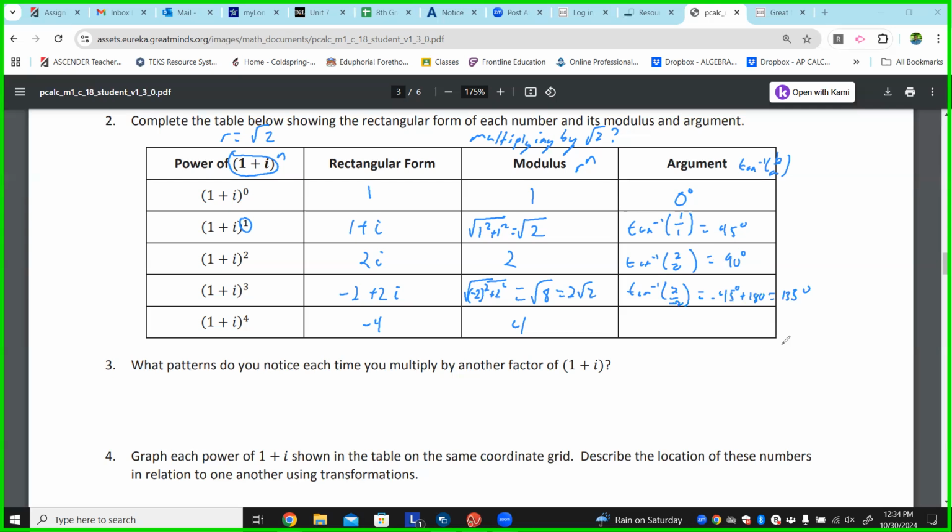What's the pattern going by? It's adding. Oh, my bad. I wasn't supposed to say that part. It's doing what with the 45? It's adding 45 degrees. All right.